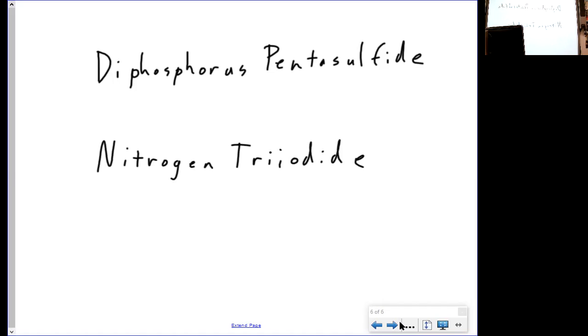Should I do that phosphorus? What's that phosphorus going to be? P2S5. Kicking tires, line 5. I did it. Nitrogen? Triiodide is I3.